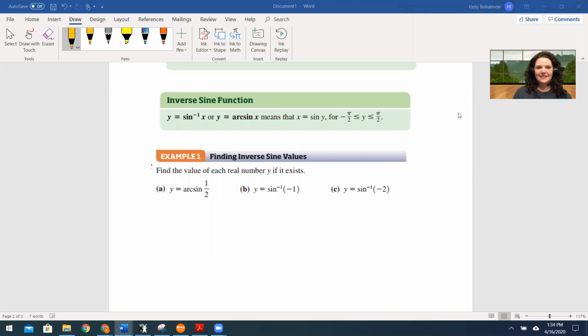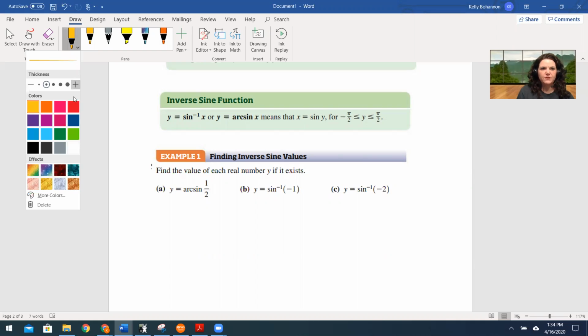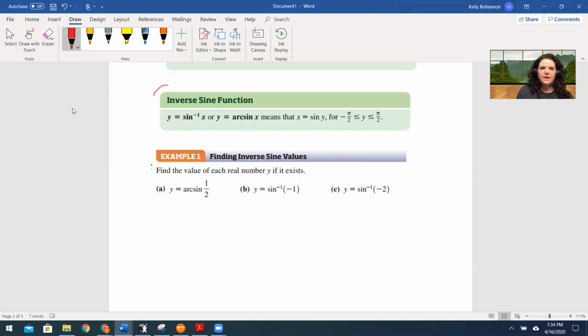Okay, this is going to be example 1 for chapter 6, section 1. So these are our inverse trig functions. We're starting with inverse sine, which is a good place to start since we started learning trig functions with sine. So you can see right here all the information you need to know about inverse sine.